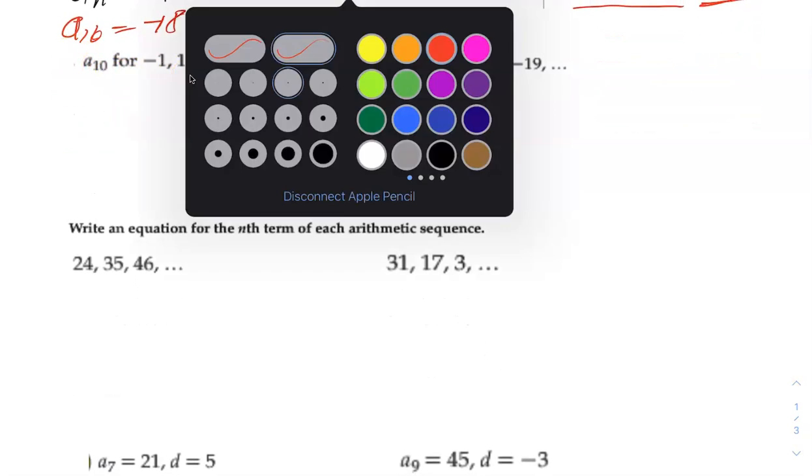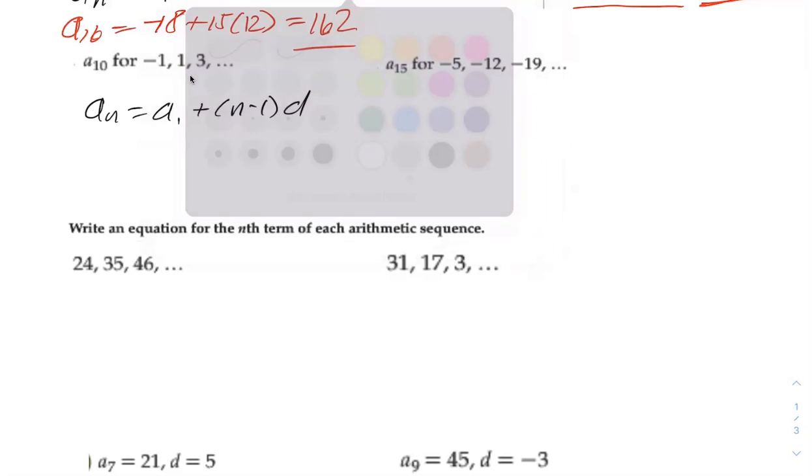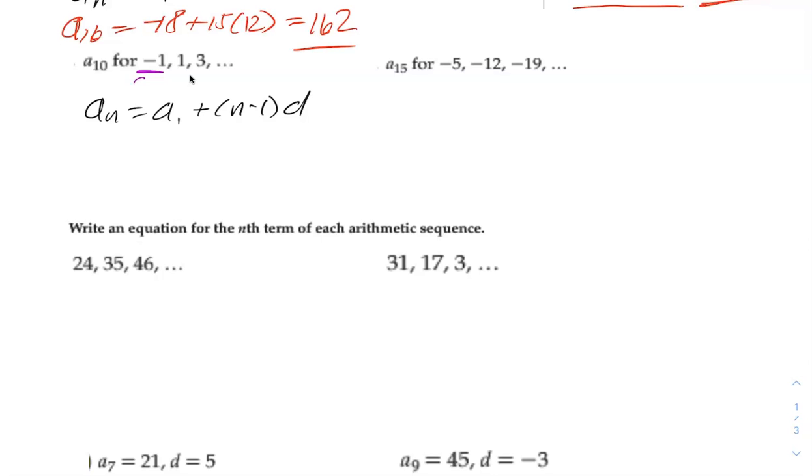Next one, they want us to find the 10th term for this. So again, I'm just going to write down the formula real quick. an equals a1 plus n minus 1 times d. I know what a1 is, it's just negative 1. The common difference is just, what are they adding every single time? If you look at it, they're adding 2 every single time. Negative 1 plus 2 is 1, 1 plus 2 is 3. So my common difference is 2.